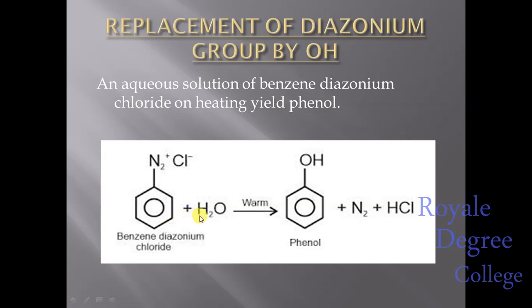Then what will happen here? From the benzene ring, this N2 group is coming out as nitrogen gas. And this Cl is coming out, reacting with the hydrogen of the water molecule, and we are getting HCl, and OH remains in the water. So OH is going to attach to the benzene ring. So to the benzene ring OH is attached, so it is named phenol.